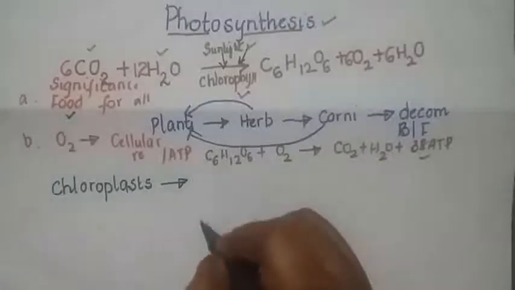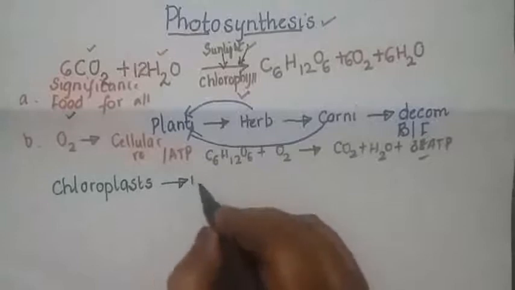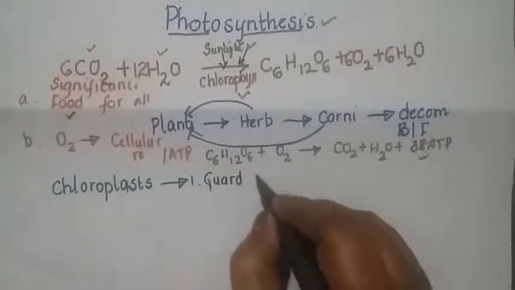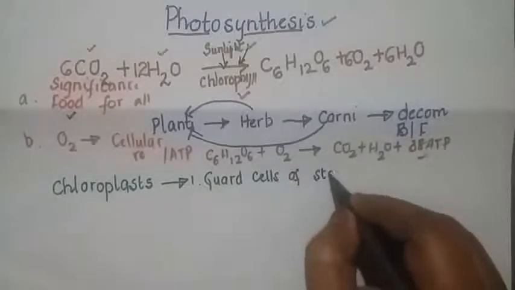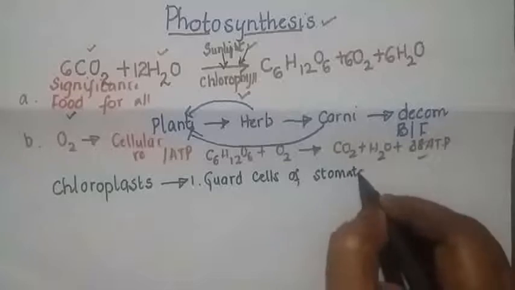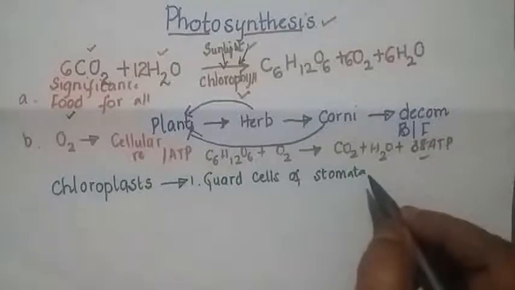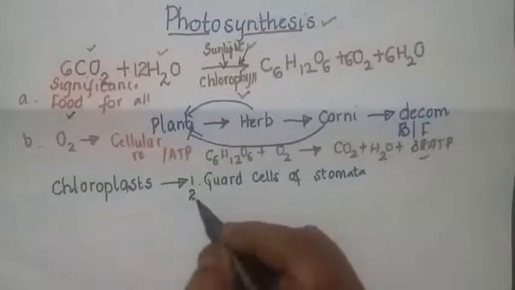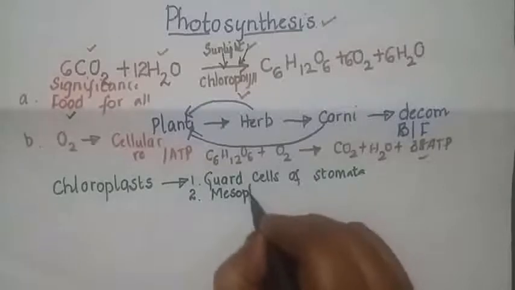So there are many locations. Let me list it out. We find the chloroplasts in the guard cells of stomata, because of which even the guard cells carry out photosynthesis, thereby helping in opening and closing of stoma. We also find the chloroplasts in the mesophyll cells of the leaf.